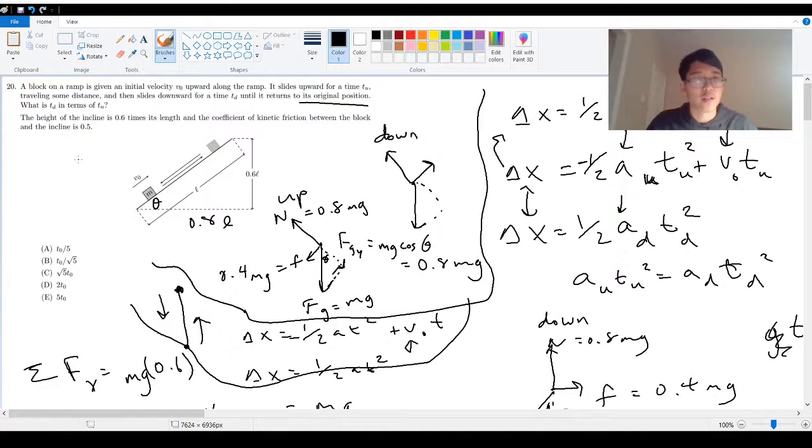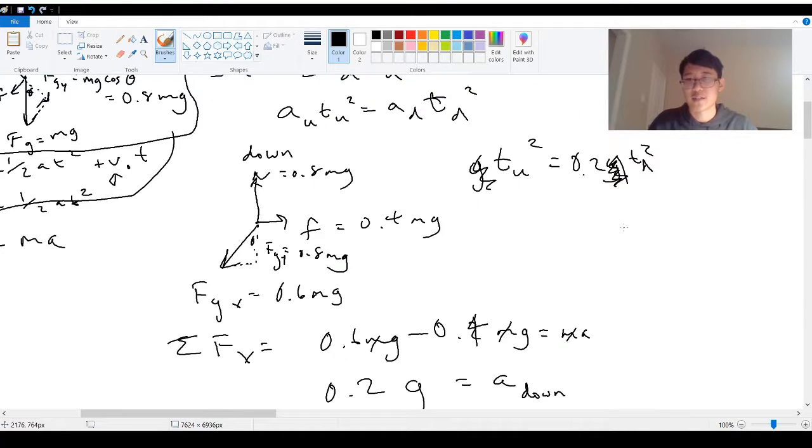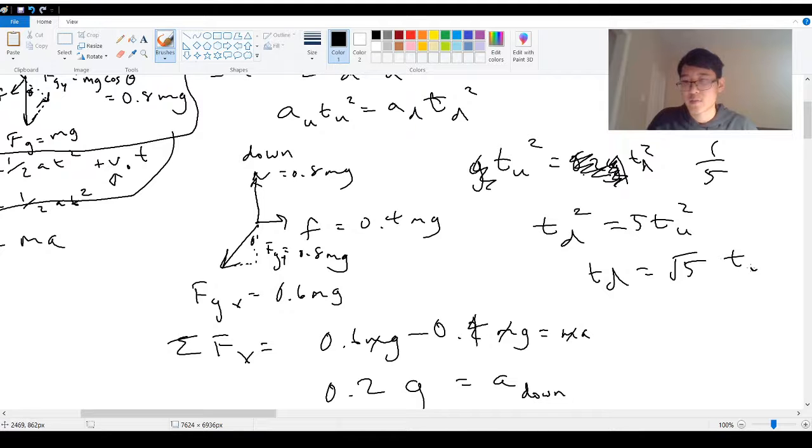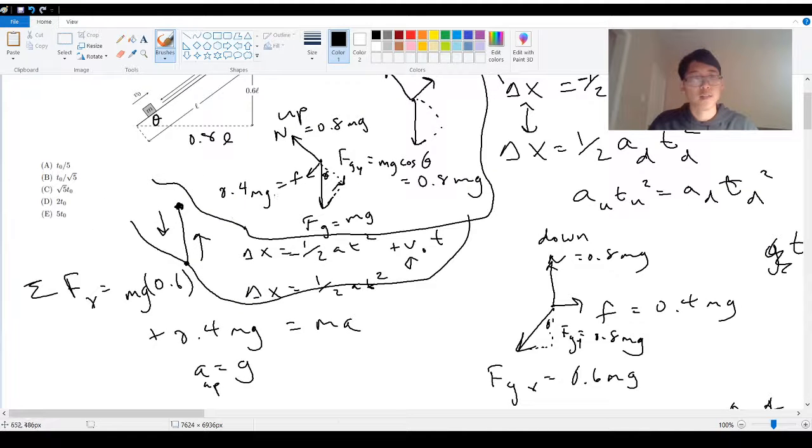And then we want the time td in terms of tu, so let's isolate td. 0.2 is just 1/5, right? So we multiply by 5 on both sides, so td squared is equal to tu squared times 5. So that means td, take the square root of both sides, is square root of 5 times tu. And that gives us this as the answer.